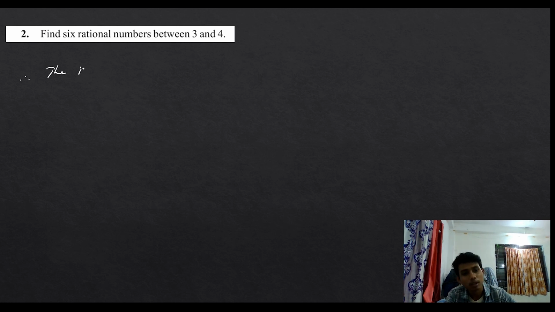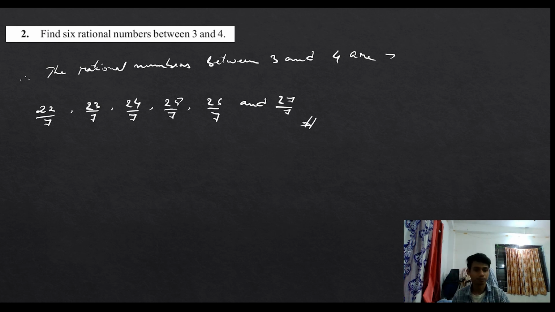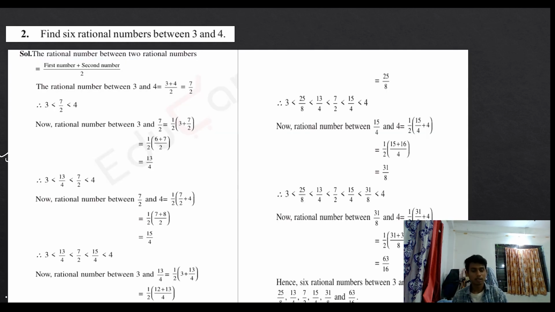Therefore, the rational numbers between 3 and 4 are 22 by 7, 23 by 7, 24 by 7, 25 by 7, 26 by 7, and 27 by 7. This is the solution.